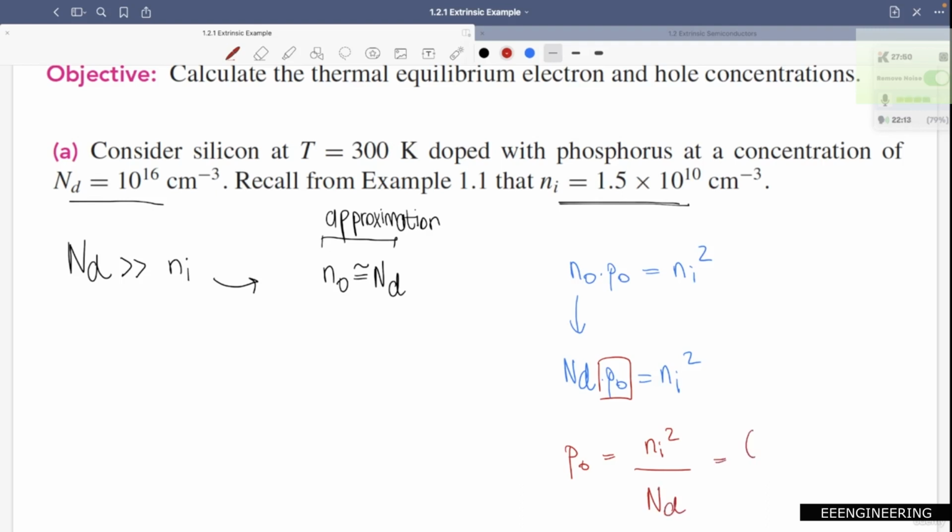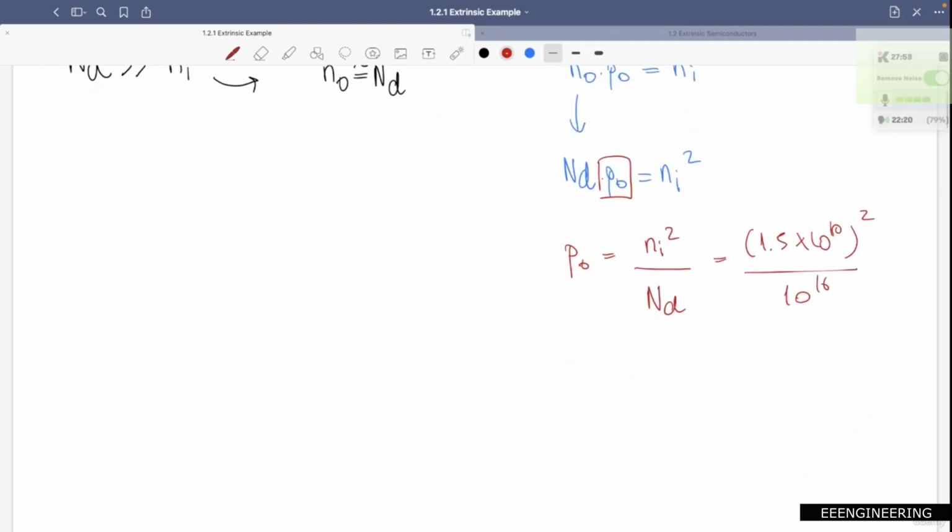And that is going to be 1.5 times 10 to 10 squared over Nd, which is 10 to 16. So in the end, the answer we are going to have is 2.25 times 10 to 4. And of course, this is going to be in 1 over centimeter cubed. So this is the answer for part A.